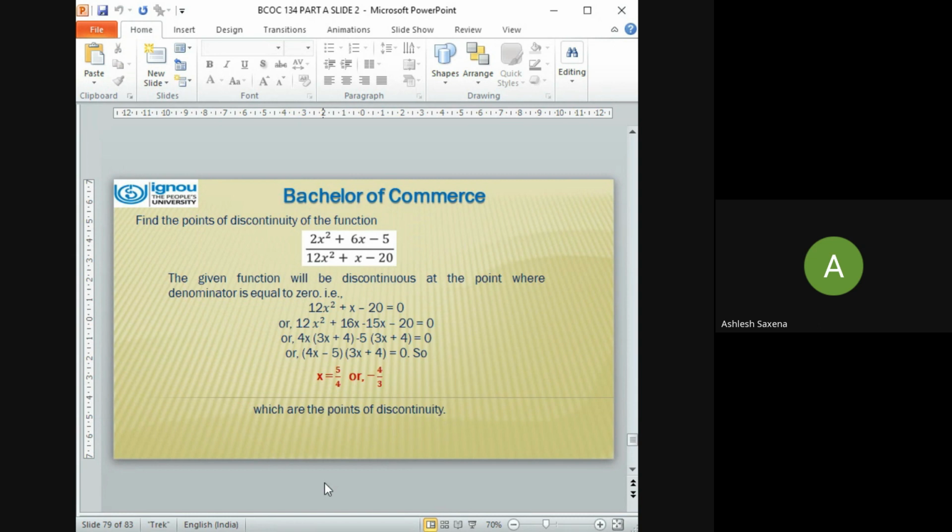That means these are the points of discontinuity. For a function to be discontinuous, your denominator has to be 0. Is that clear?